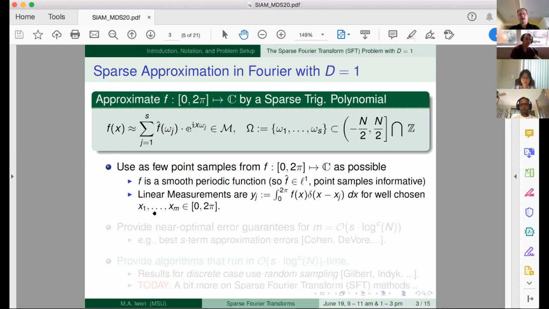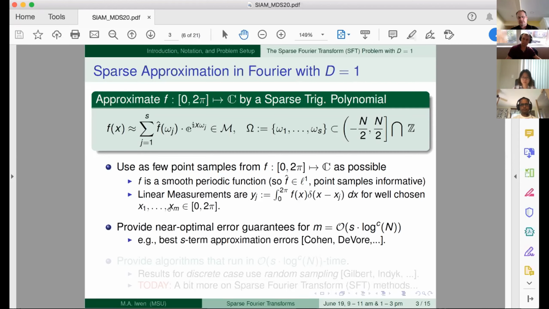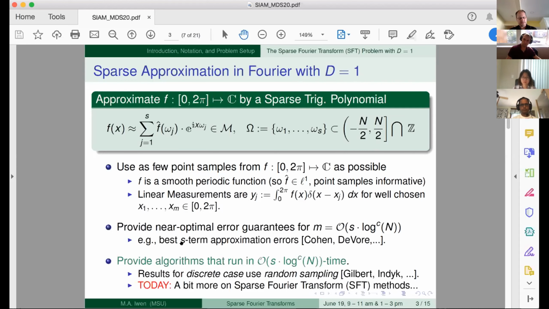These are going to be x1 through xm, as well as how many of them, this m value we're going to use. And appealing to the existing compressive sensing theory, you would take m to be something like s times log factors of n, because you know that if you do that in this sparse setting, you should be able to get best S-term approximation errors with this minimal number of measurements that will work out well for you.